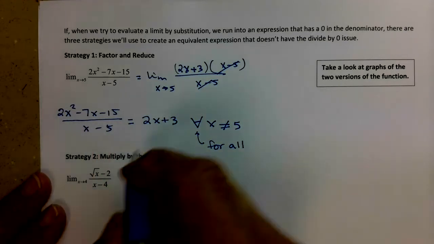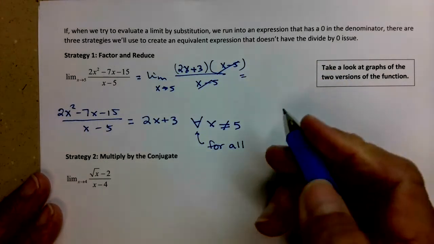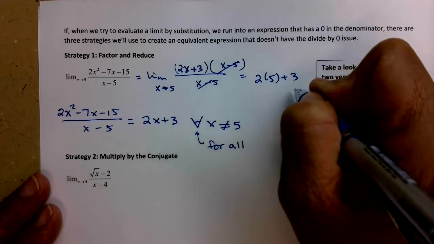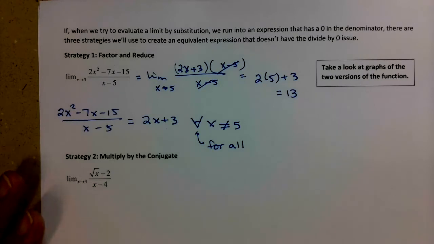Okay, so let's go ahead and figure what we get. Now I can evaluate this by substitution. So that limit is 2 times 5 plus 3. So that's 13.